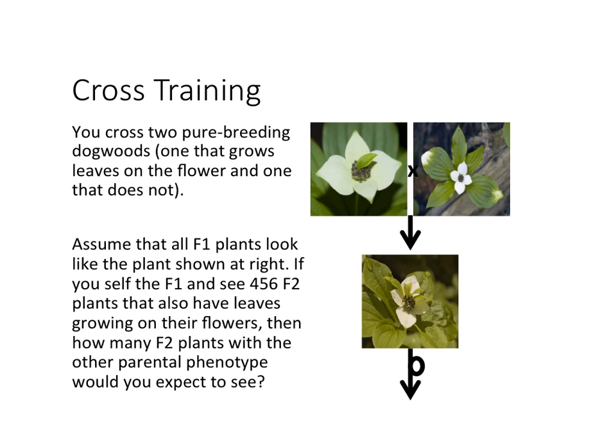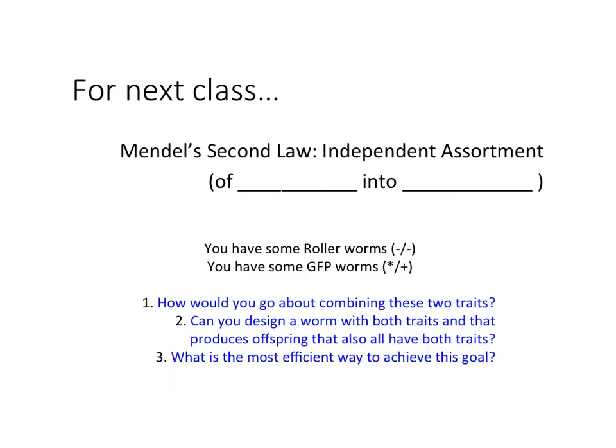So if you take that F1 plant, you self it, and you see 456 F2s, as it says up there, I'd like you to tell me how many of the plants in that F2 generation have leaves growing out of their flowers, like that. That's the goal. So you should be able to do this with all the knowledge you have now: Punnett squares, dominance. Maybe bring that back for next class.